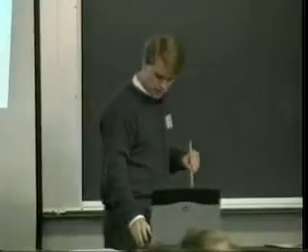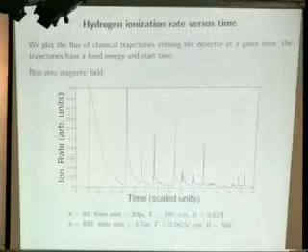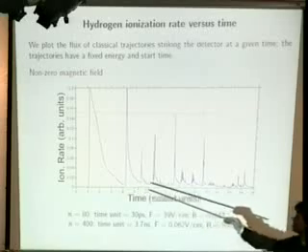If we now turn on a magnetic field, we see a very different situation. Again, we have this large direct pulse of electrons, but it's now followed by this pulse train.